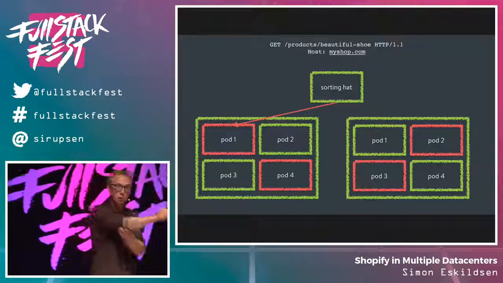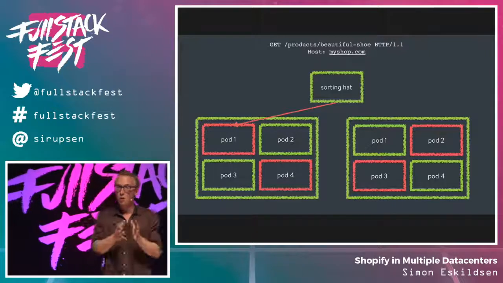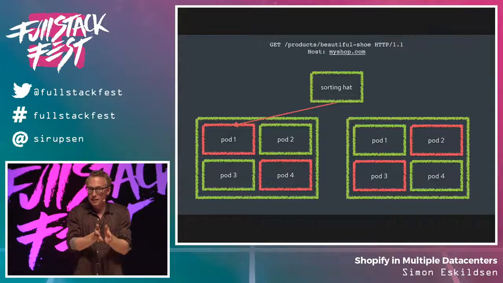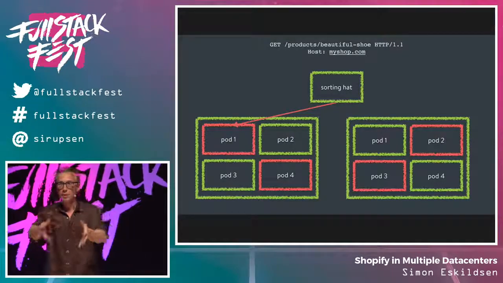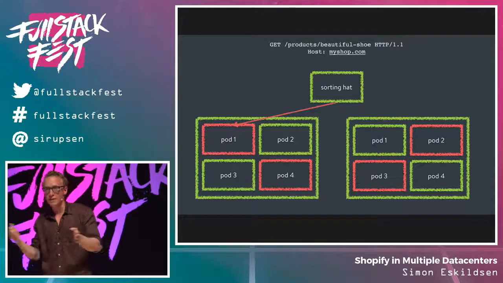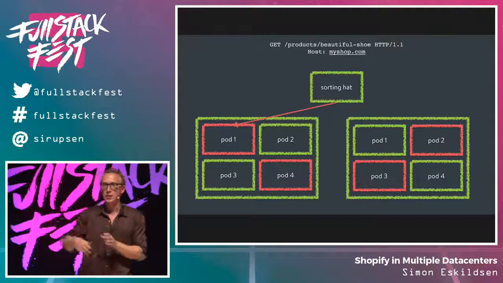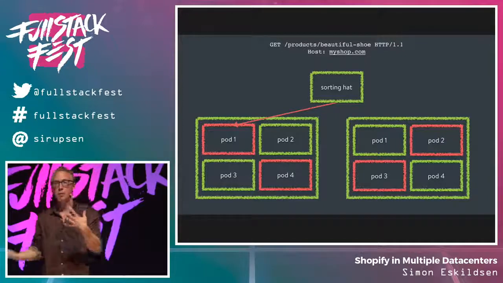So your request goes to one data center, enters our network. The load balancer's Sorting Hat module looks at the request and decides: is this request for pod 2? Is pod 2 local to this data center and active in this data center? If yes, then you just send it to this data center. If not, you proxy it somewhere else. So if you're going to Amsterdam, you might be proxied to, say, Virginia to be served your request.